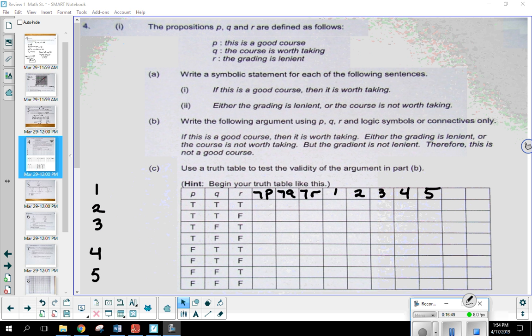So how would I show that symbolically? With an arrow. There we go. So this is proposition P. This one is Q. So I would go ahead and say P implies Q. Those are your if-then statements. Okay. Then it says either the grading is lenient or the course is not worth taking.